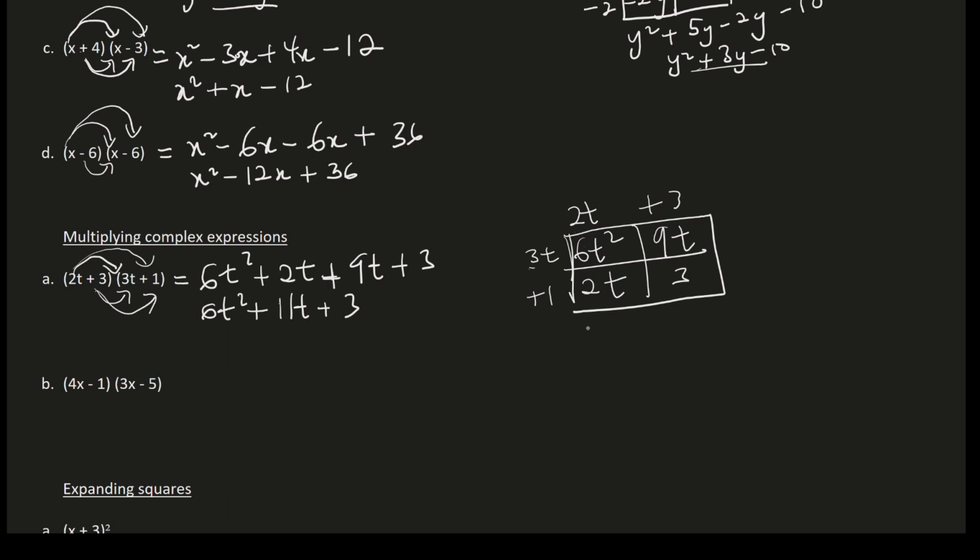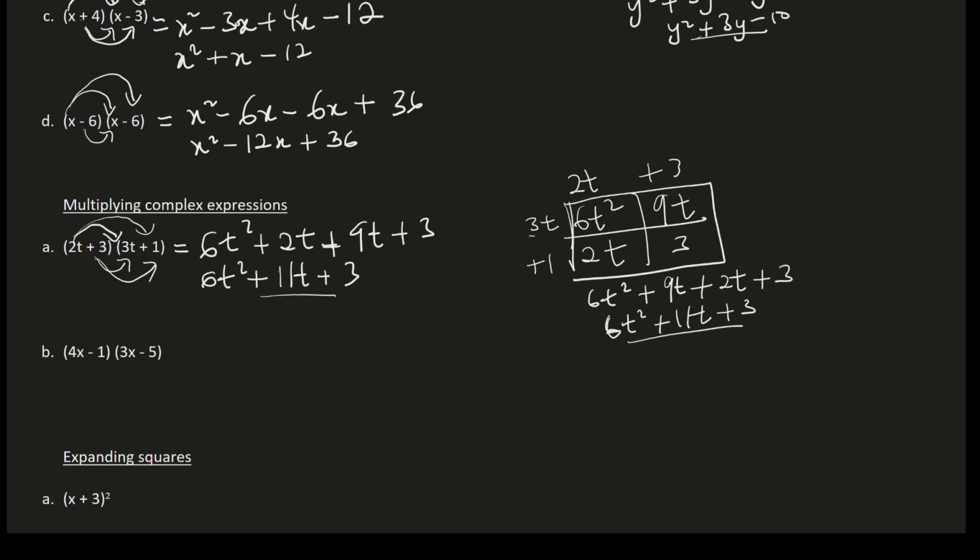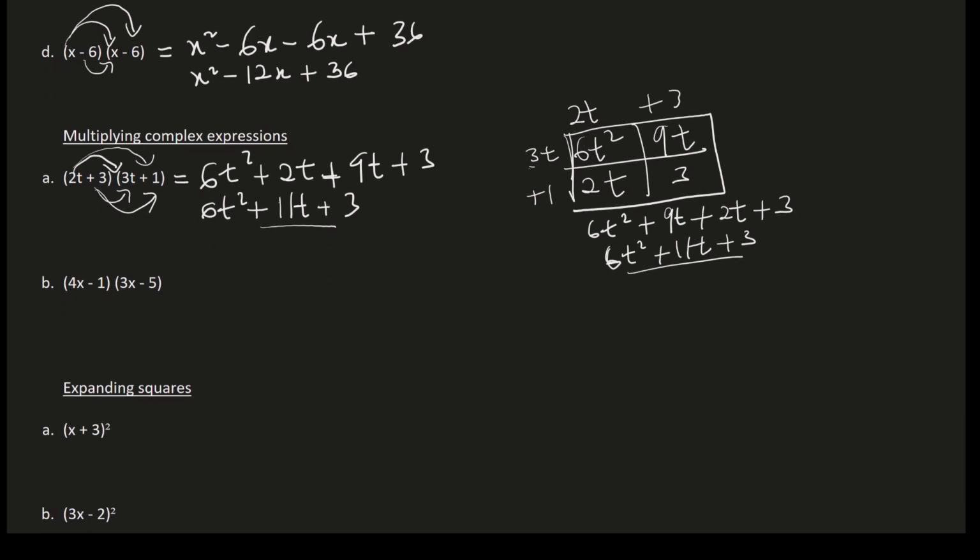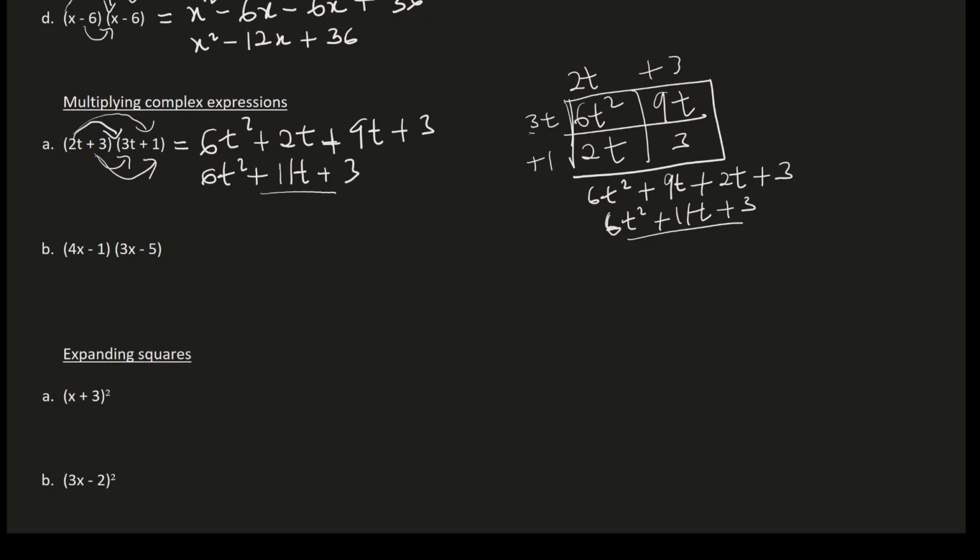Now to write this out, I have 6t squared, add 9t, then add 2t, and then add 3. To simplify this, I have 6t squared plus 11t plus 3. So if you notice, we're having the same answers here, so you can just go in for any method you want. Now you can pause the video and then do the rest of the questions.